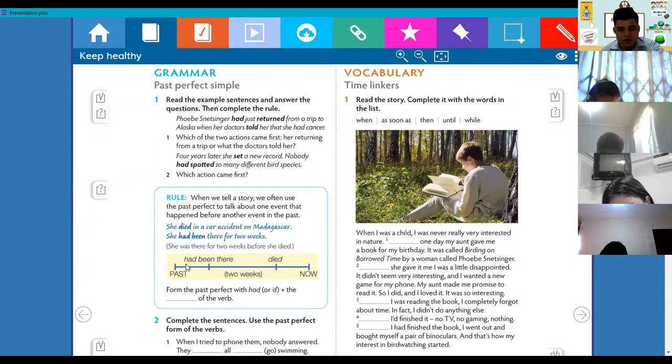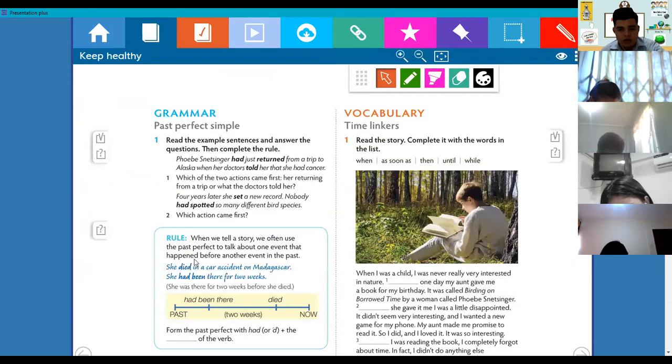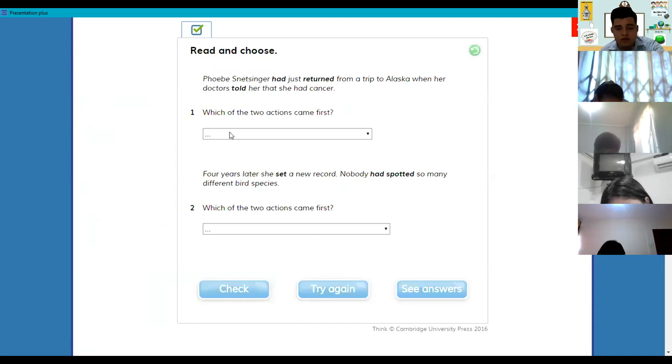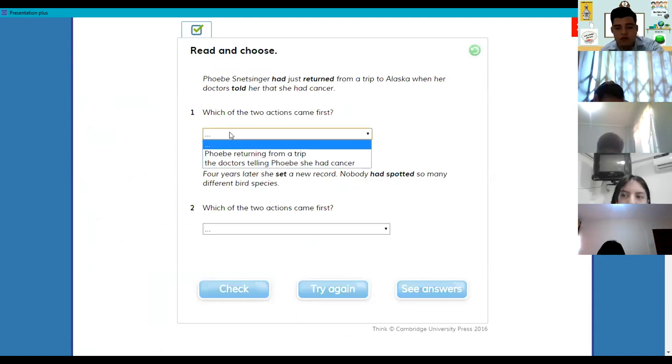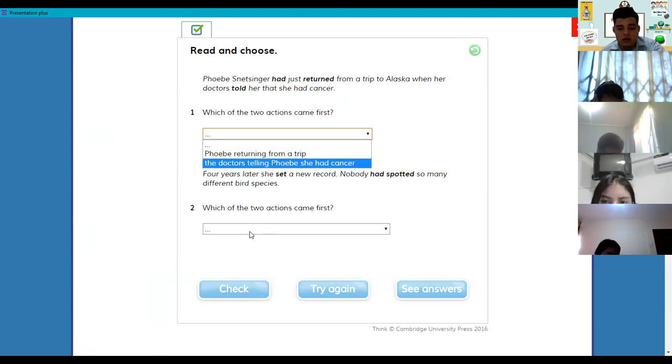Now we have to do this exercise. Number one, past perfect simple. Read the sample sentence and answer the questions, then complete the rules. So we have to choose the correct answer in number one and in number two.